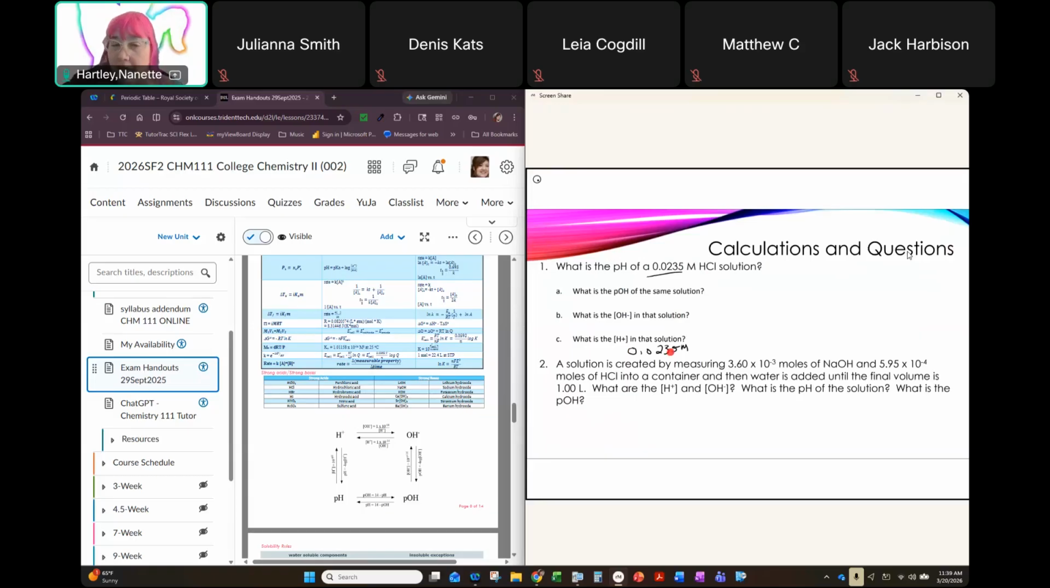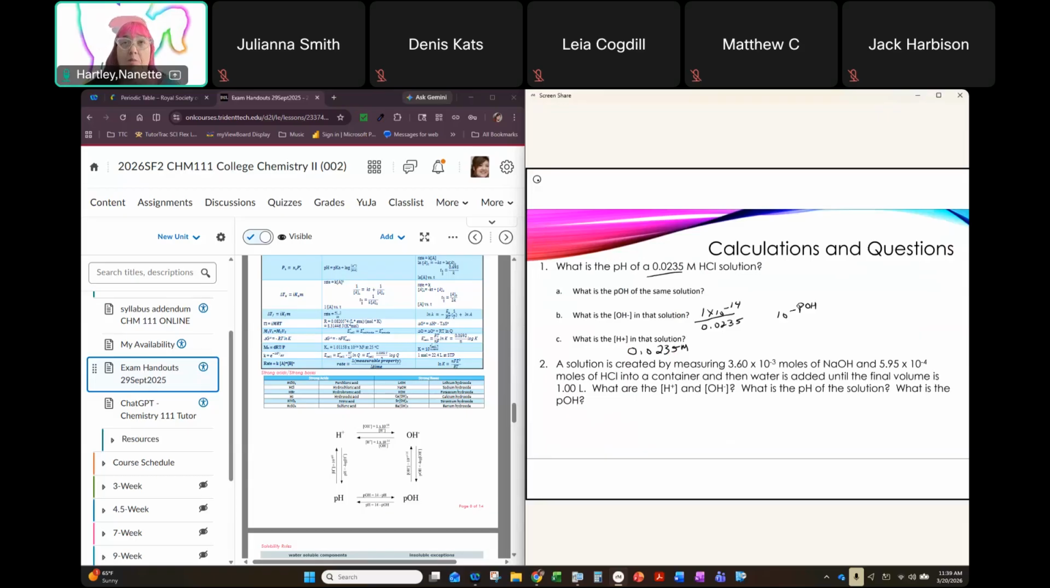There are two ways that I can find the OH minus concentration. I can take 1 times 10 to the minus 14th divided by that 0.0235. That's one way. Or I can take 10 to the negative pOH. They will give me the same value, all right? Especially if you use all of the numbers that are left on your calculator.